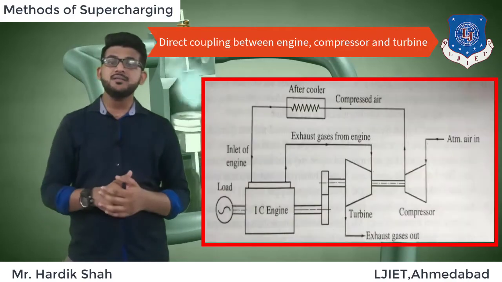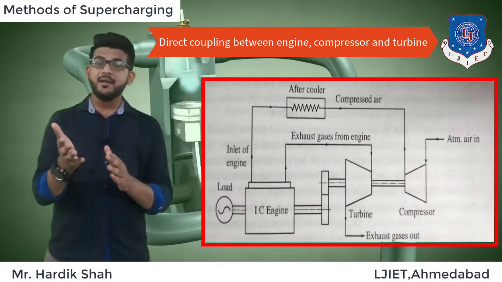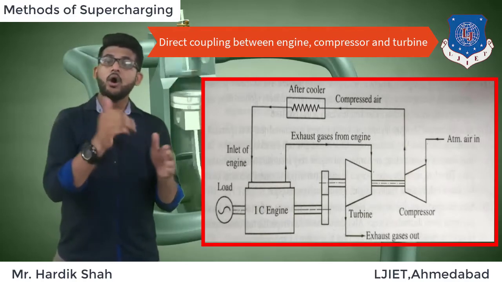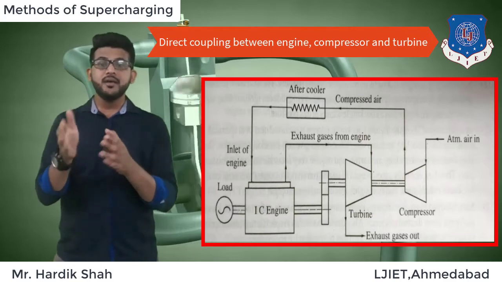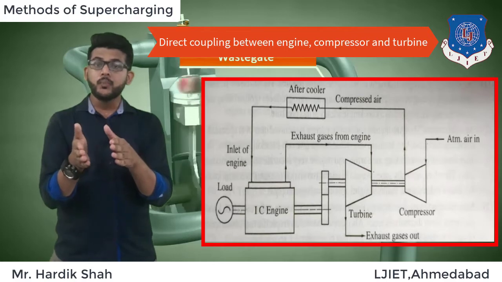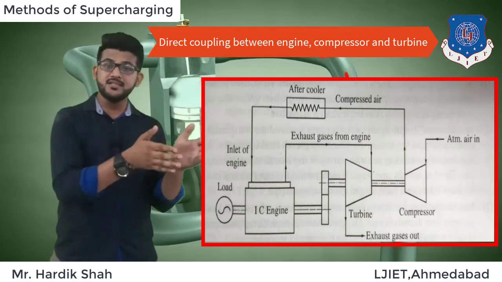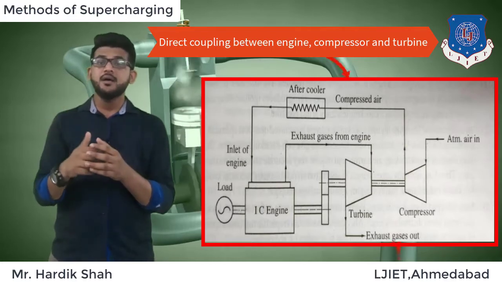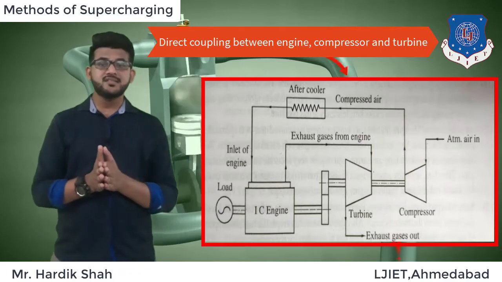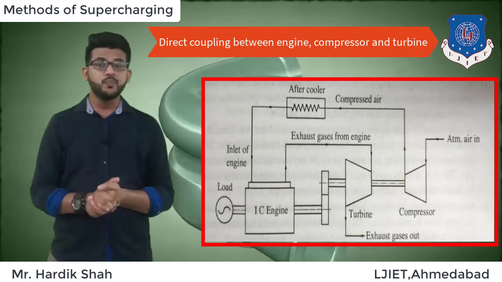And next method is direct coupling between engine, turbine and compressor. In this arrangement, the compressor, engine and turbine are all coupled together with the help of gearing, as shown in the figure. If the turbine output is not enough to run the compressor during part load on the engine, then engine power takes care of the remaining load of the compressor. In addition, extra power from the turbine can be fed to the engine. So that was the methods of supercharging.